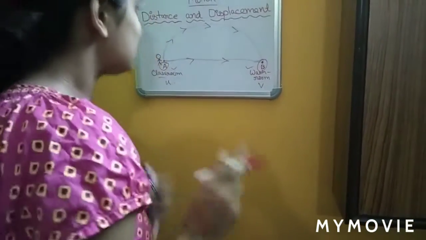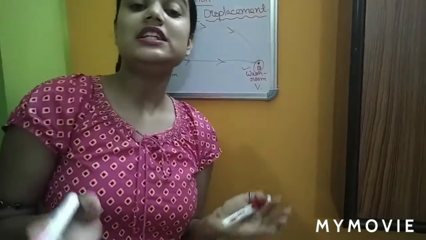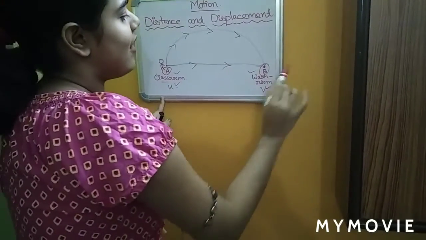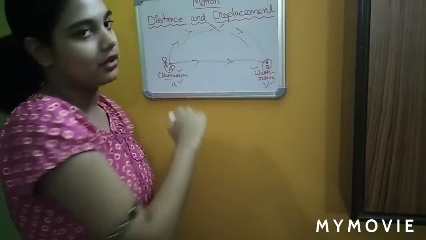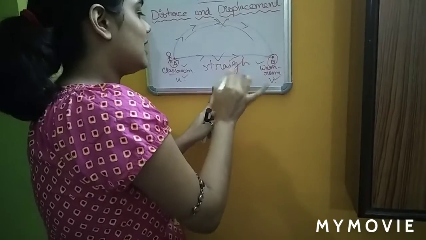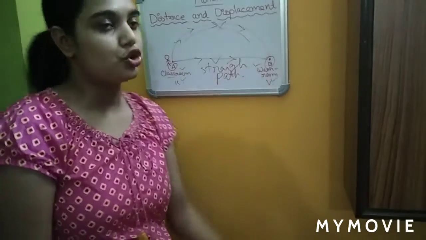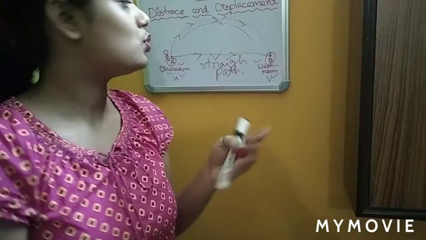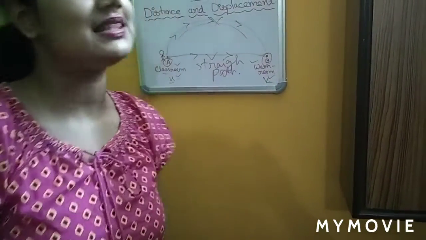So yes, what is displacement? Displacement is the shortest path between initial and final point. So this is your initial point, this is your final point. What is the shortest path? If you go like this, it is not the shortest path. This is the shortest path. A straight path can be the shortest path between your classroom and washroom. So the shortest path between initial and final point is known as displacement.